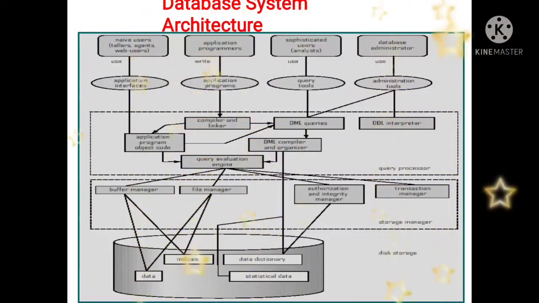And the DDL interpreter is mainly used for data dictionaries, that is metadata, data about data. The DML compiler is used to evaluate the query language. The query evaluation engine executes the low level instructions generated by the DML compiler.